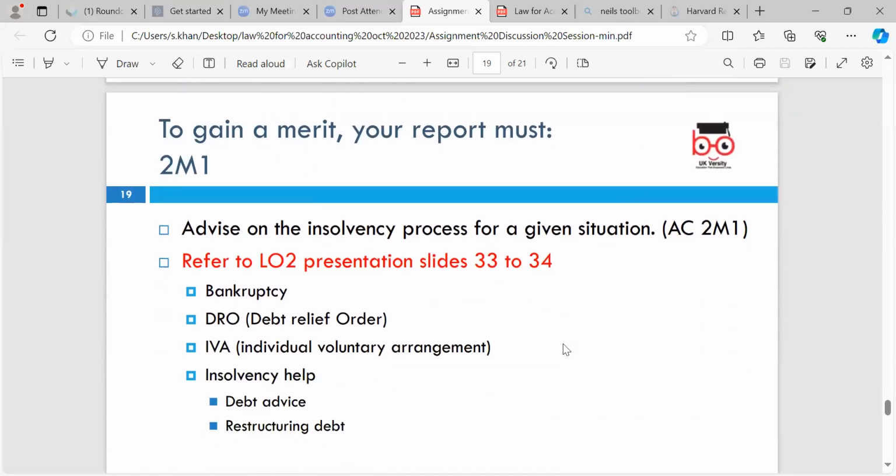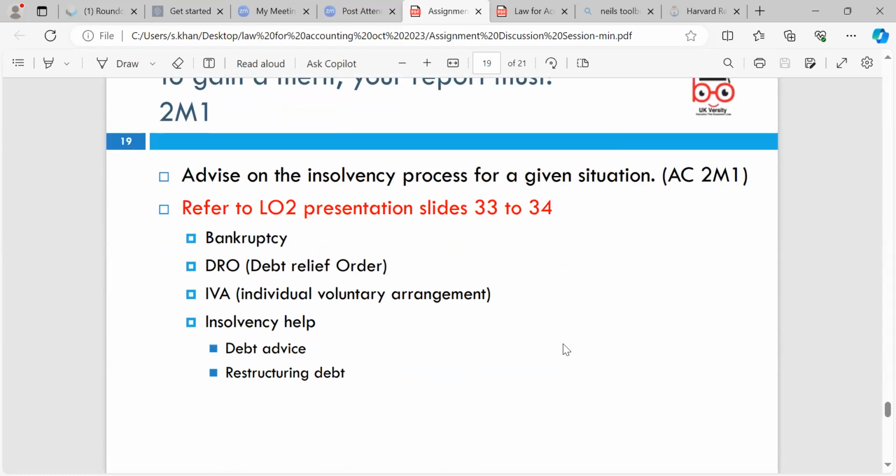Now, to gain a merit for this, you must look at 2M1, and you must advise on the insolvency process for a given situation, AC 2M1. Refer to learning outcome presentation slides 33 to 34. Look at bankruptcy, debt relief order, individual voluntary arrangement, insolvency help, debt advice, and restructuring debt. And that would give you your merit. Do you understand? So this is the extension activity to task 2. Does everyone understand that? Yes.